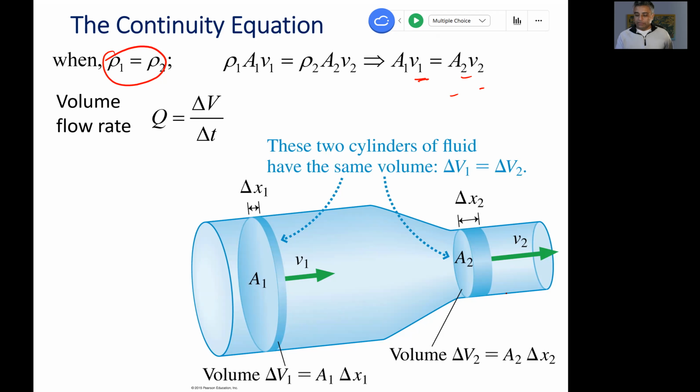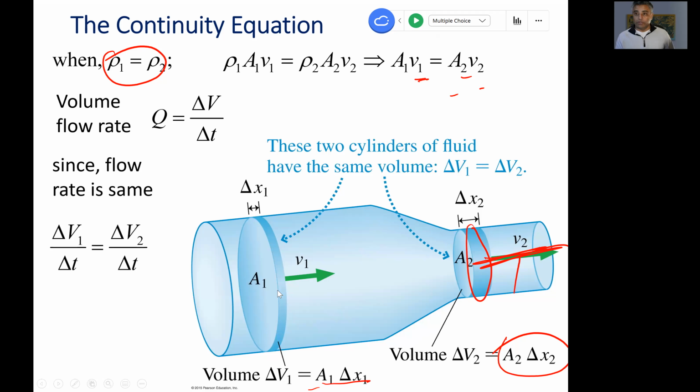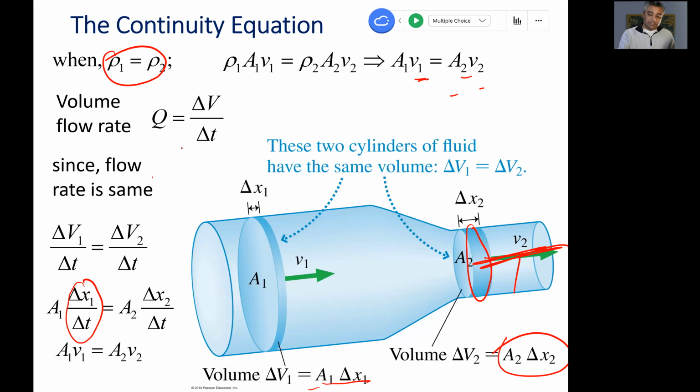And what is the volume? Volume is area times the length of the column it passes through. So we can write it like that, on one side like this, on the other side like this. When we divide that volume by time, that gives you flow rate, and you get the same thing. Now this length divided by time, or displacement of the water column over time, is the speed. It's basically the same thing. Either you look at it in terms of volume flow rate or mass flow rate, you get the same continuity equation.